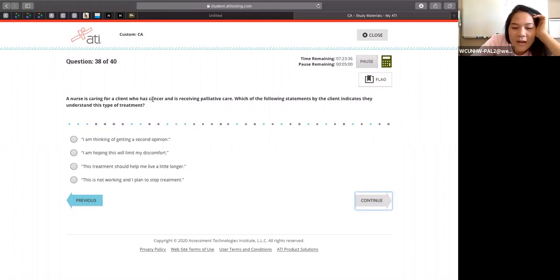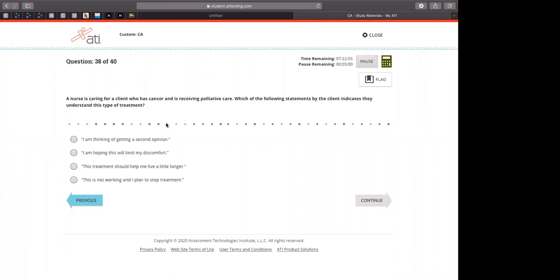A nurse is caring for a client who has cancer and is receiving palliative care. Which of the following statements by the client indicates they understand this type of treatment? So they have cancer and they're receiving palliative care. A: I'm thinking of getting a second opinion. B: I'm hoping this will limit my discomfort. C: This treatment should help me live a little longer. D: This is not working. I plan to stop treatment. Which one of these means that they understand what palliative care stands for? B.